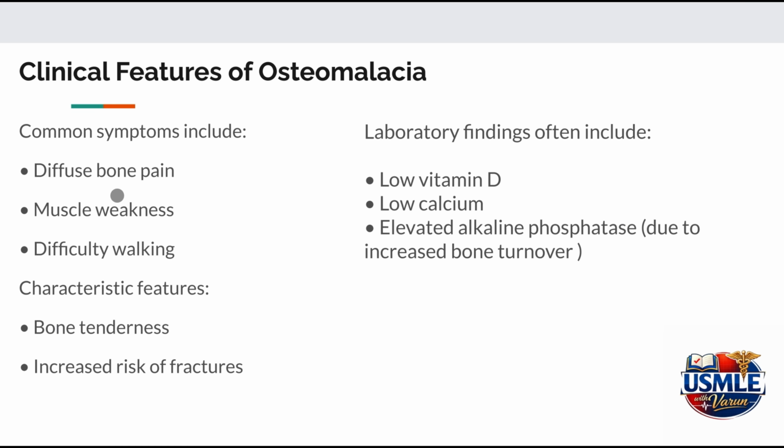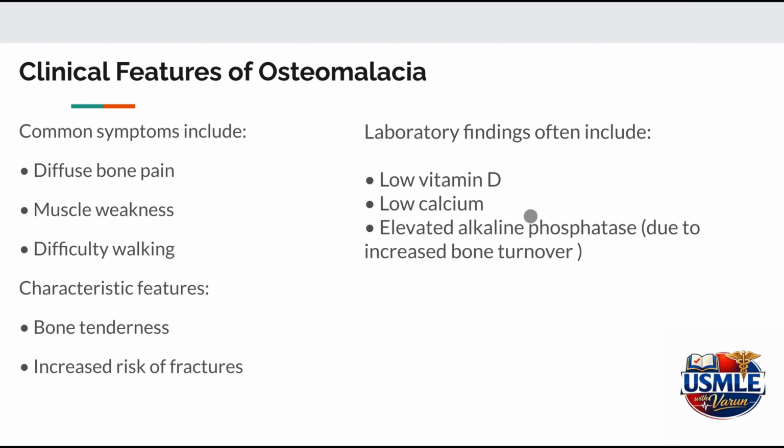Patients with osteomalacia often present with diffuse bone pain and muscle weakness. They may also have difficulty walking due to weakness in the proximal muscles, like the hip girdle muscles, and bone tenderness and increased fracture risk are common findings seen in patients with osteomalacia. So laboratory findings often show low vitamin D levels, low calcium levels, and elevated alkaline phosphatase.